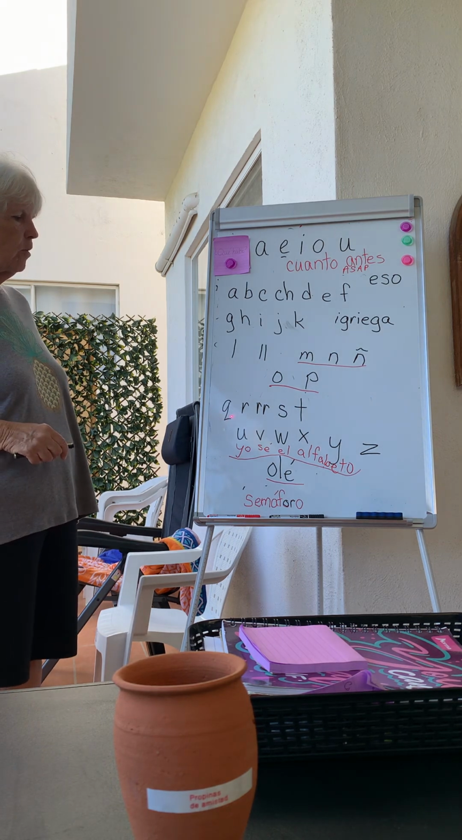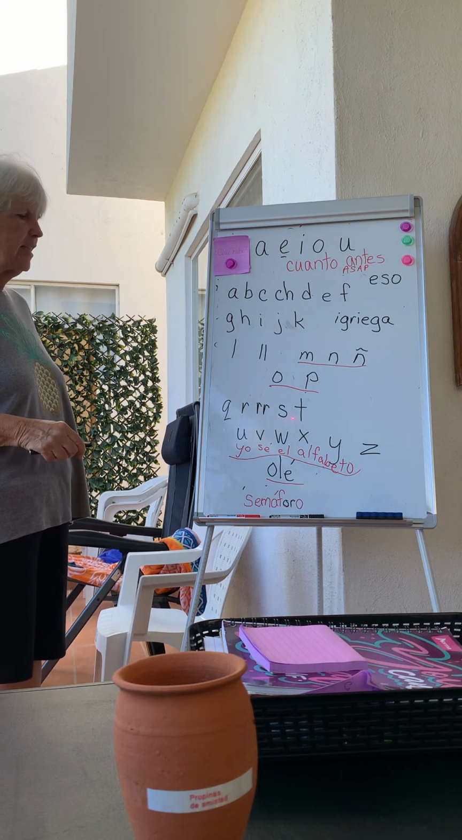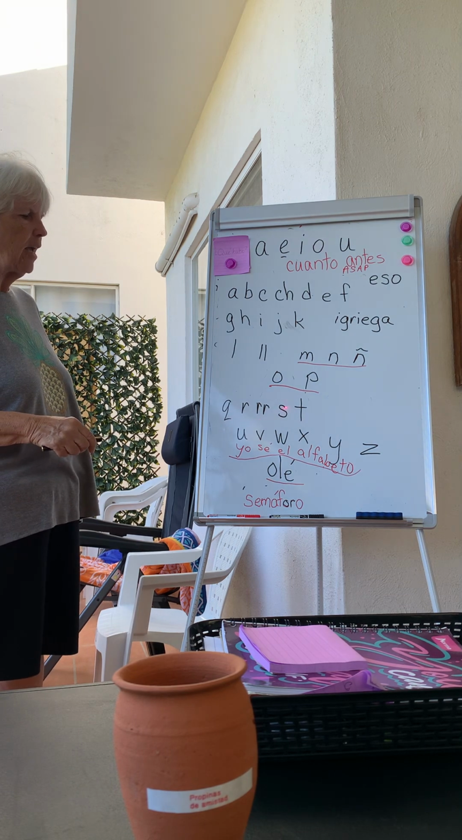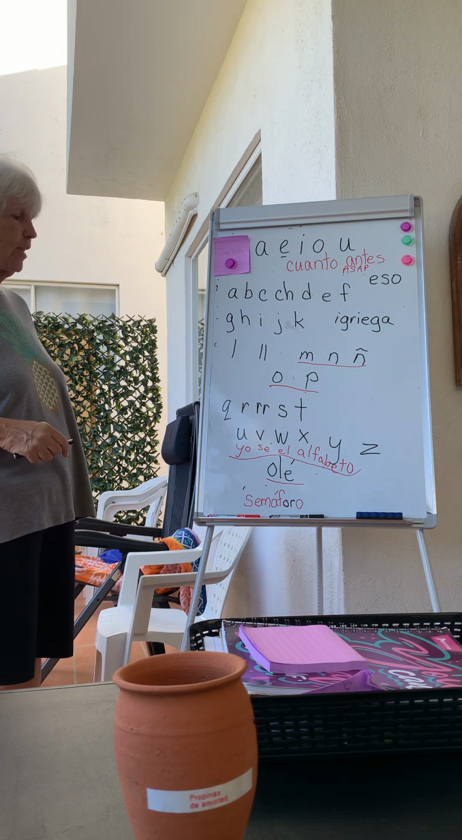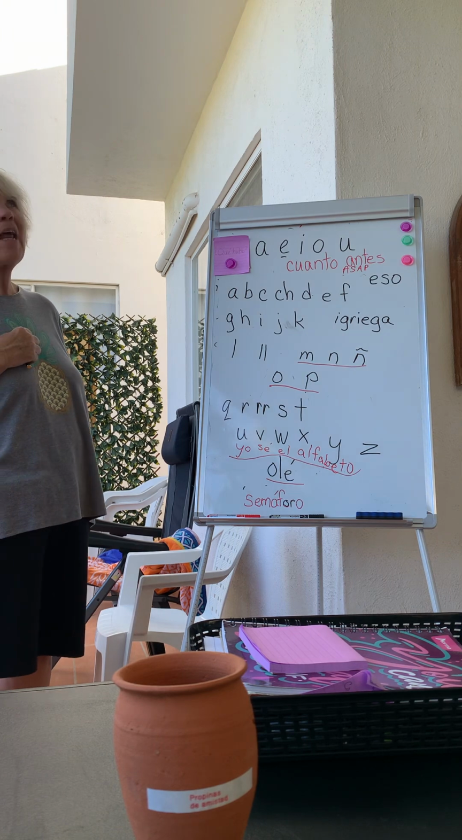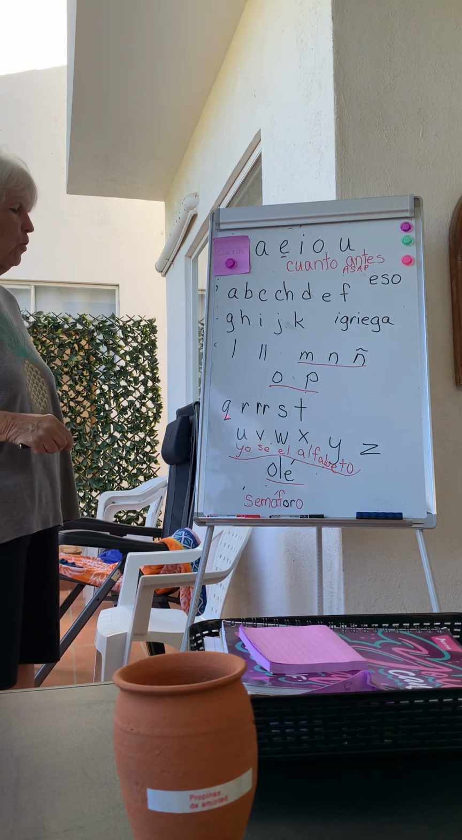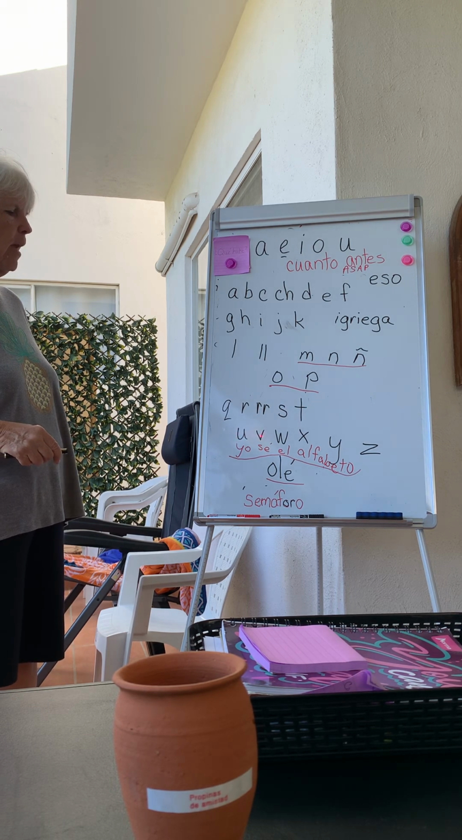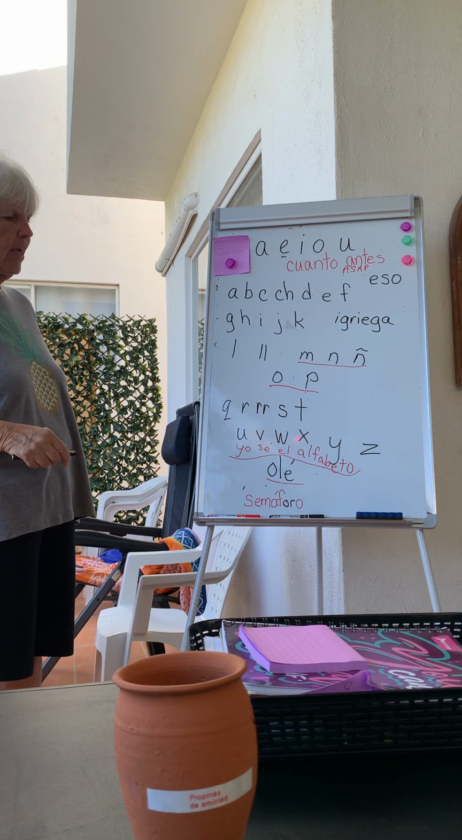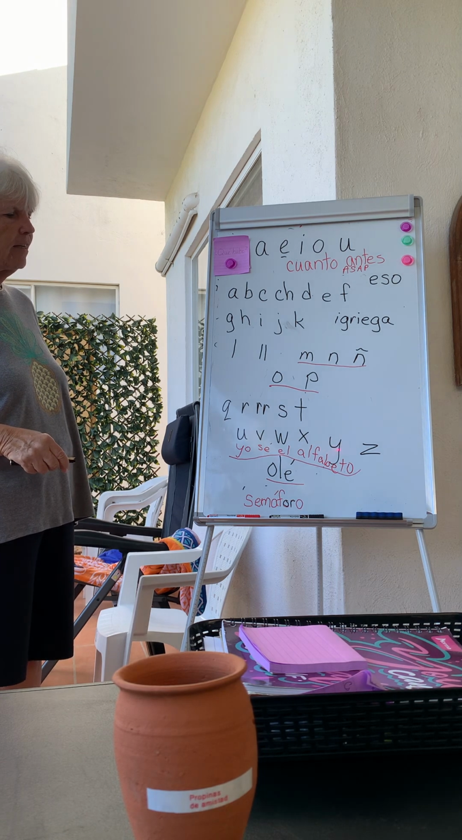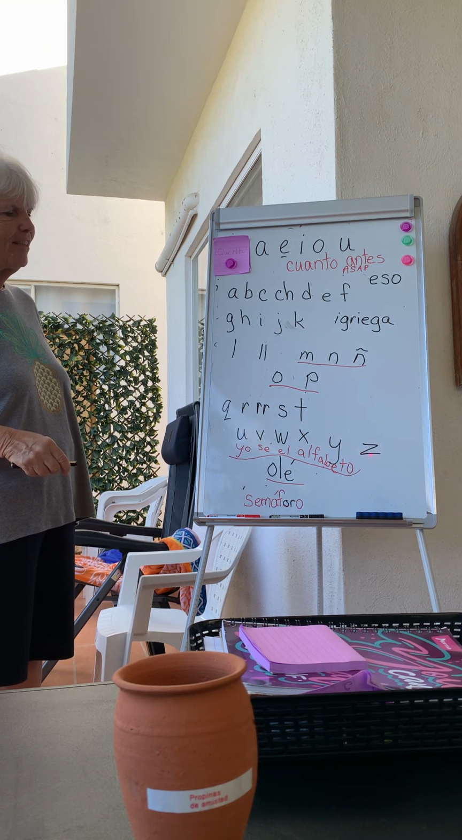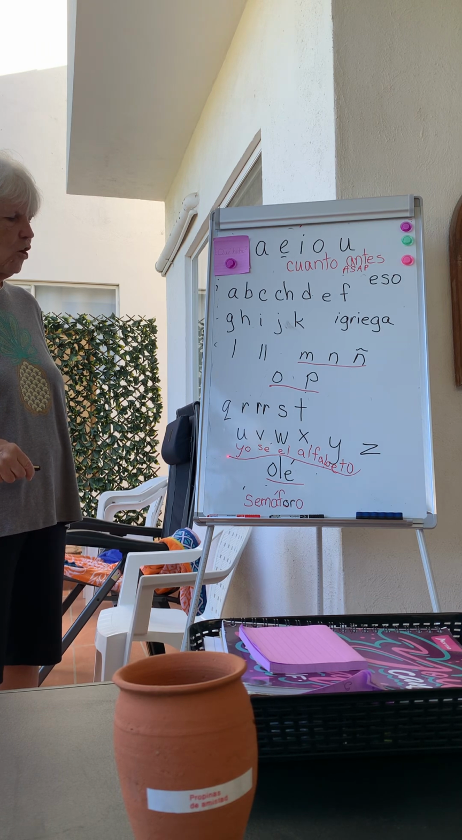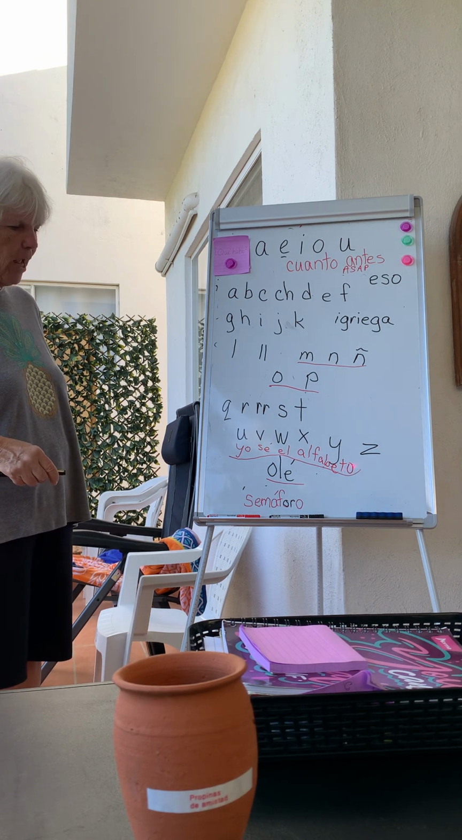Cool. Wait. Q R S T. I forgot that we were actually singing. We're gonna do that one again. Q R S T. And then U B. Then we do this one. U B W X. Y. Z. Juntos yo sé el alfabeto.